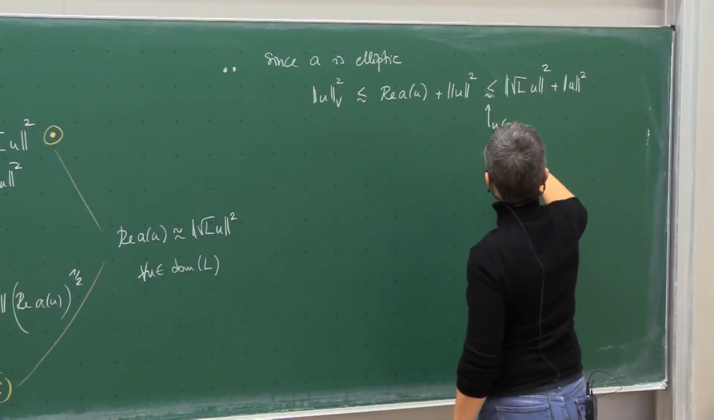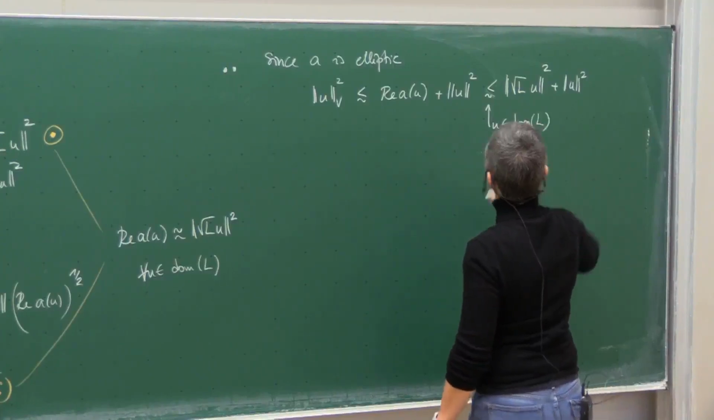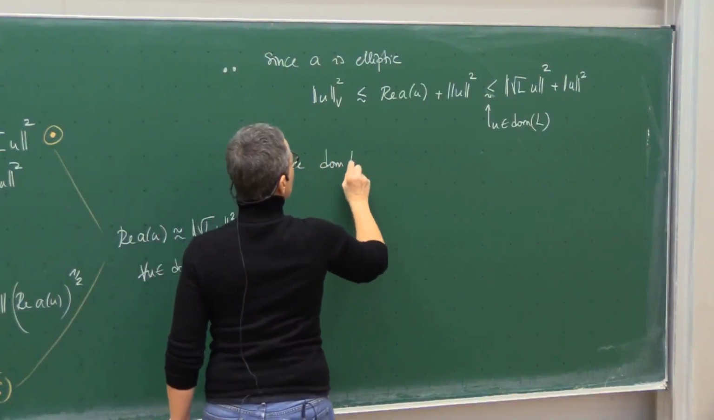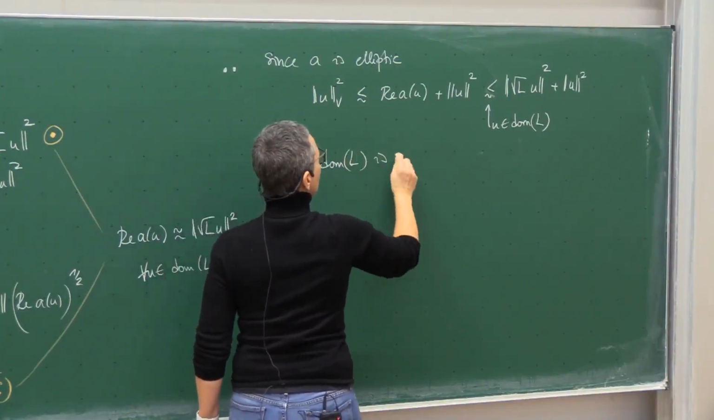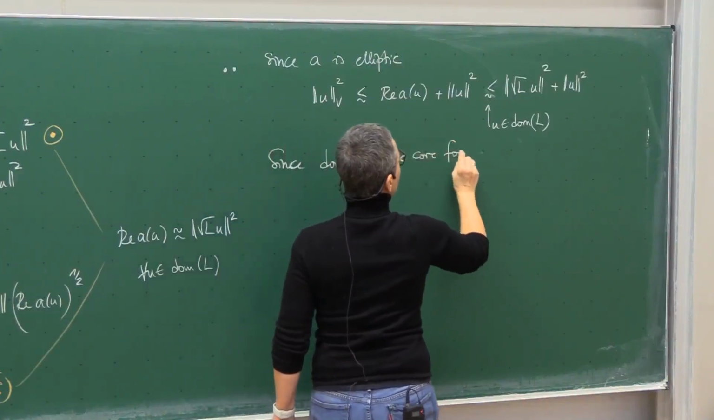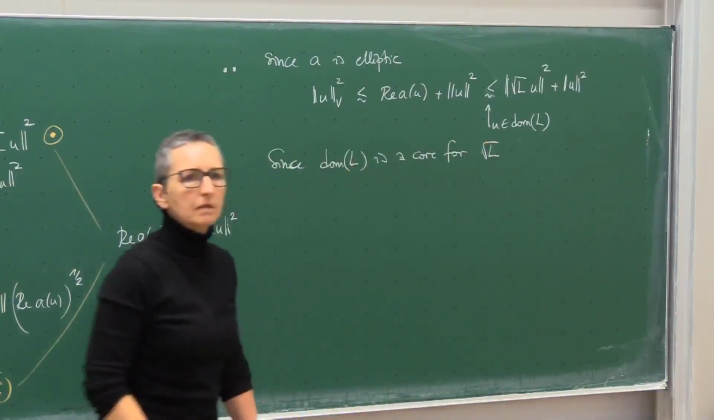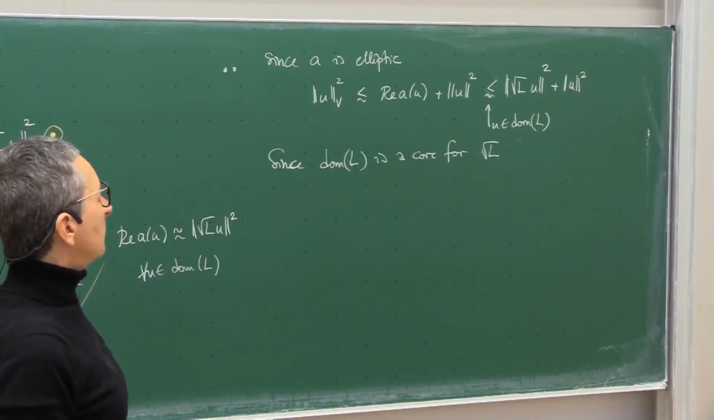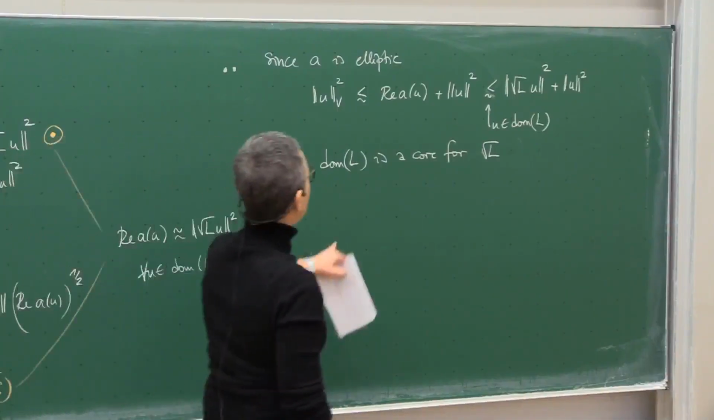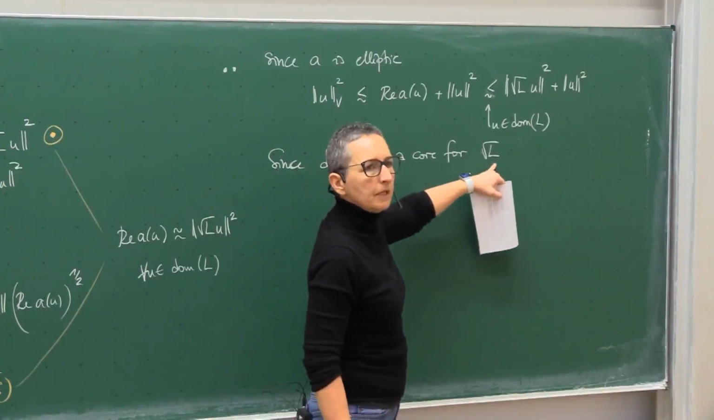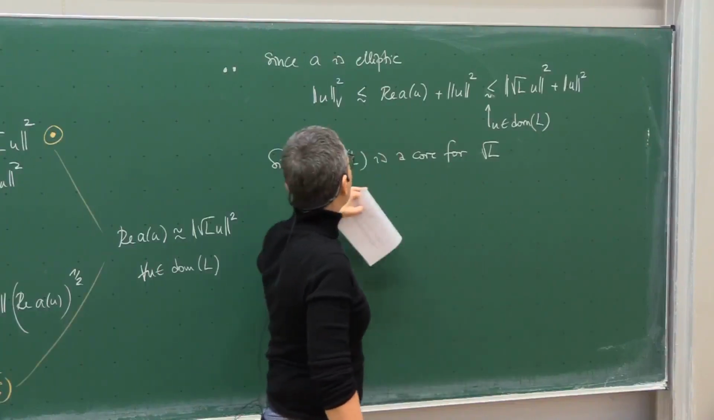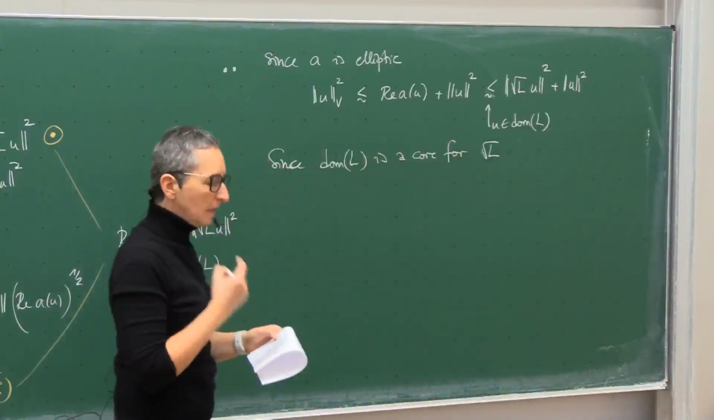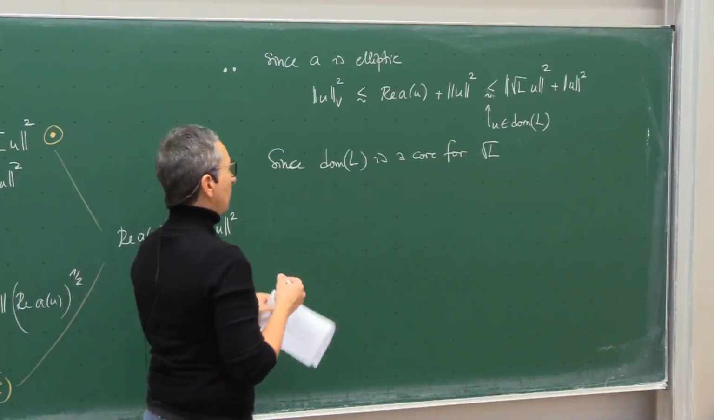So this one was for u in the domain of L, but what we know is that the domain of L is a core for square root of L, right? It means that I can approximate everything in the domain of the square root of L by a sequence in the domain of L, and everything converges correctly, right?